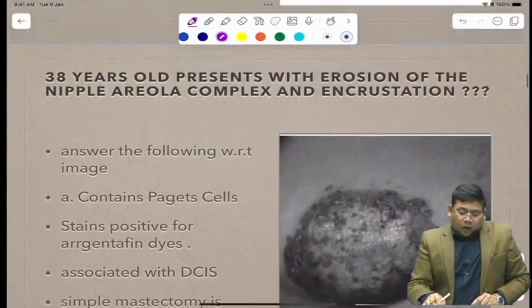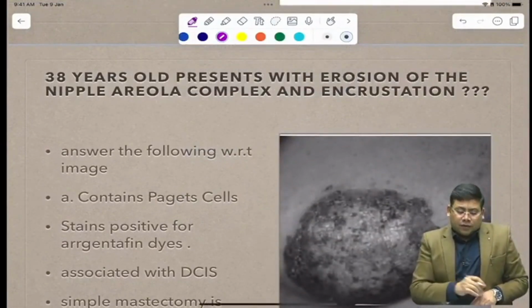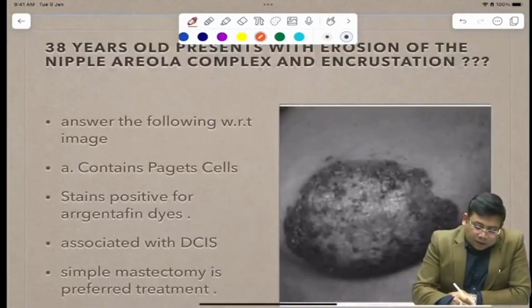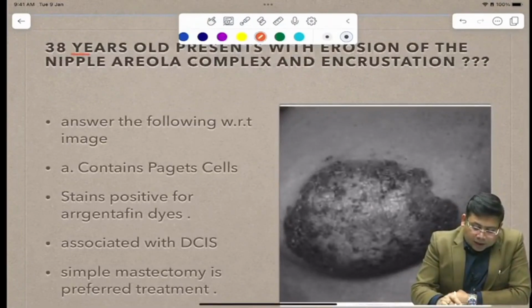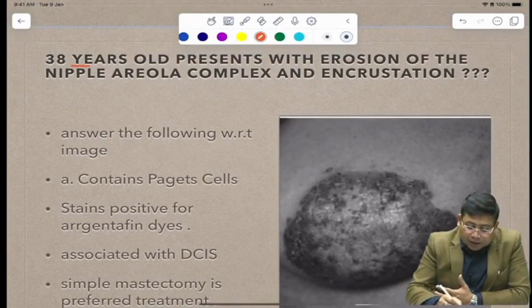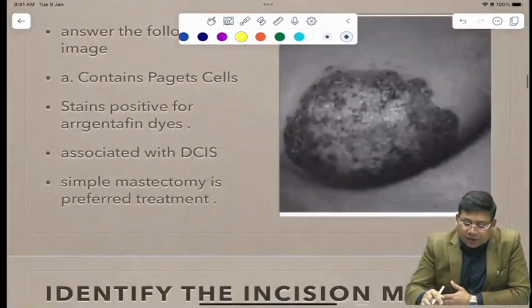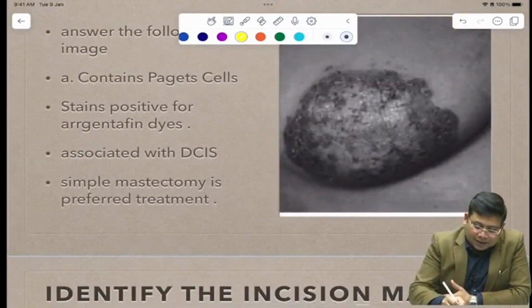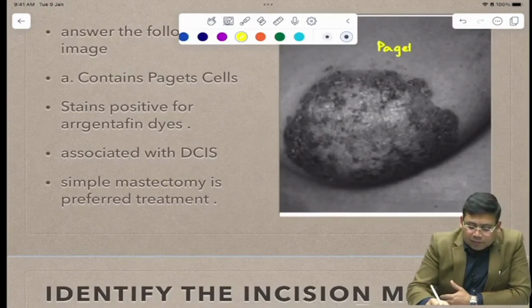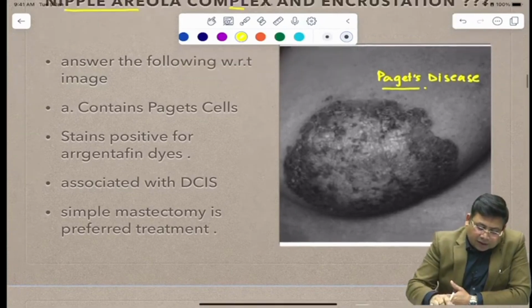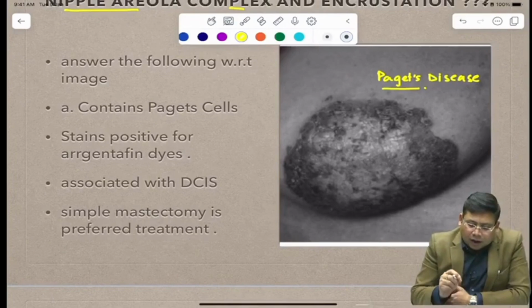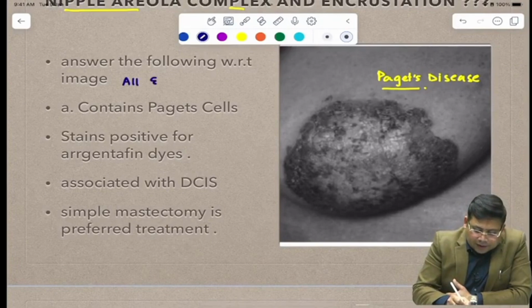Next is, I've already discussed this question. Now, all of the following are positive with respect to this image. Now try to understand. A 38-year-old patient presents with erosion of the nipple areola complex and encrustation. The classical image shown in this case is suggestive of what, students? Paget's disease. They are asking us to answer the following with respect to the image. So all except are true. Let us try to find it out.